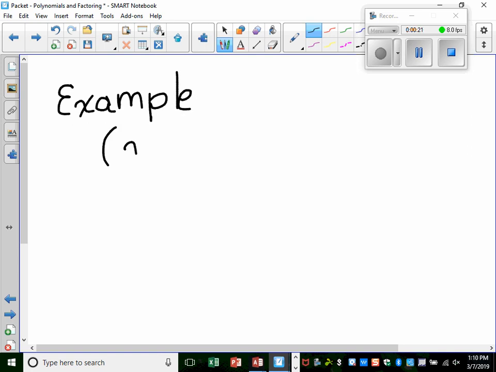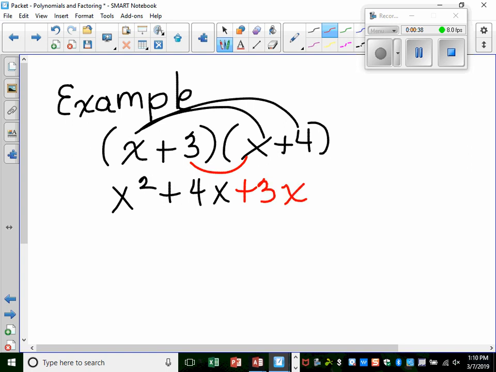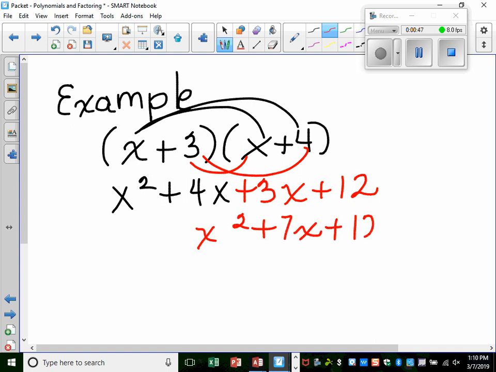So let's say we just had x plus 3 times x plus 4, and we multiplied this out by distributing. And we got a trinomial. We combined the like terms. So this is what we've just finished doing.